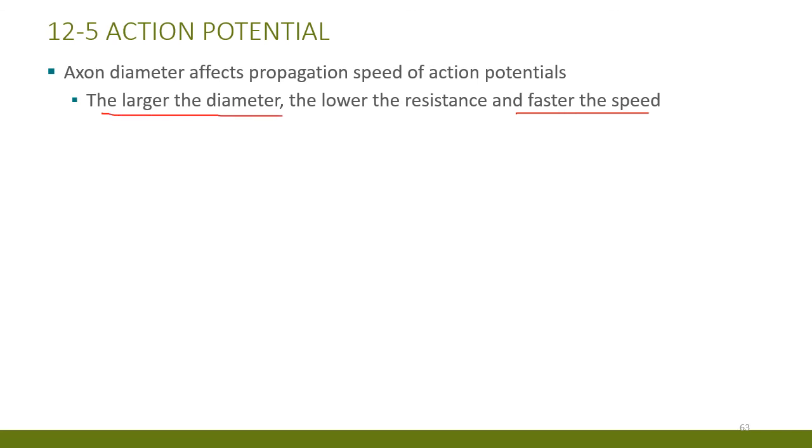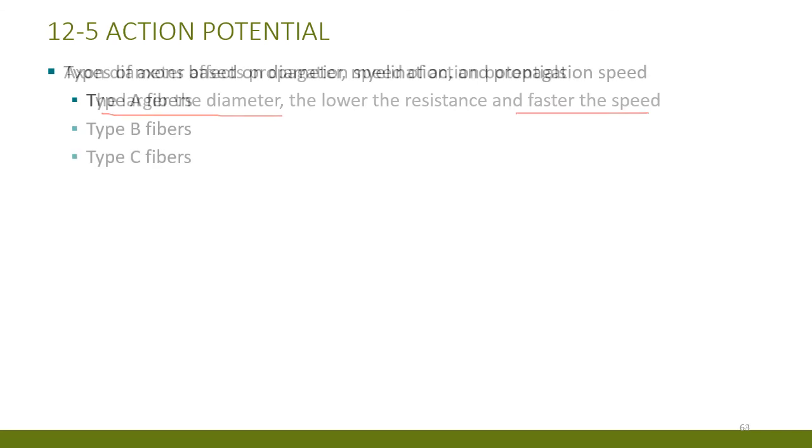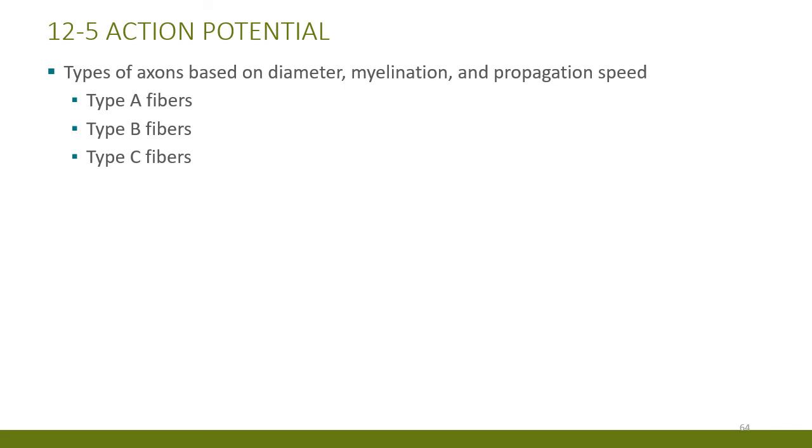Larger diameter, faster speed. And then type A myelinated fibers, and then you have type B, and type C are non-myelinated. So there are types of axons based on the diameter, the myelination, and this propagation. Type A happen to be the fastest. They're myelinated, and they're biggest, thickest, and they go very fast.